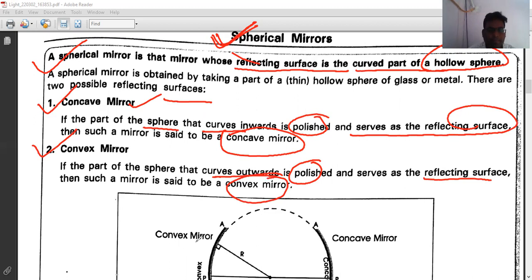So you can see there, this is your convex mirror and this one is the concave mirror. Here the outward part is polished, and here the inward part is polished, which is called concave. This was convex.